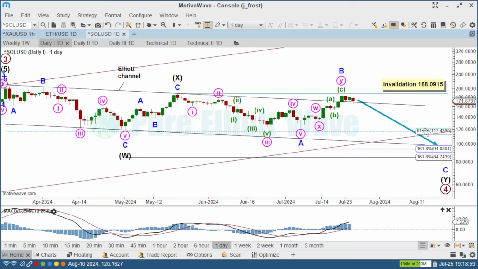This first target, where primary wave 4 would reach the 0.618 Fibonacci ratio of primary wave 3, at 117.4360. Though these two lower targets give a range for where intermediate wave Y and minor wave C may be complete, deepening this correction. That target range is calculated between 84.7439 and 94.0804. 94.0804 is the 1.618 Fibonacci ratio of minor wave A, that is the target for minor wave C, and 84.7439 is the 1.618 Fibonacci ratio of intermediate wave W, which is the target for intermediate wave Y. This gives a broad idea of where these waves may be labeled complete for this wave count.